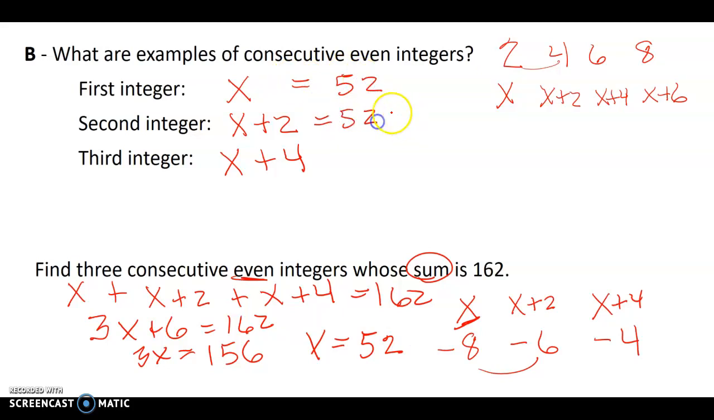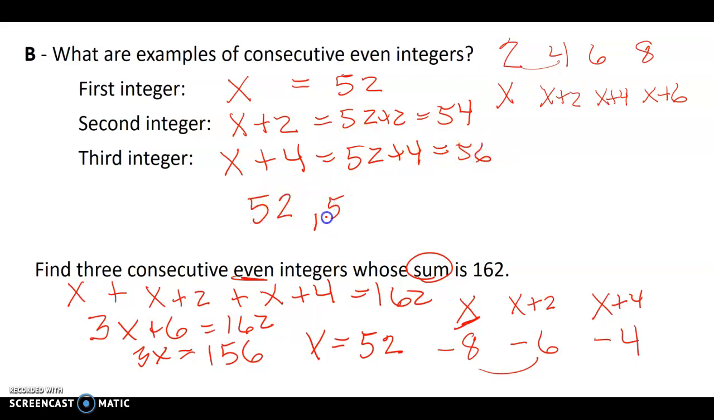52 plus 2 is 54. 52 plus 4 is 56. So my 3 consecutive even numbers are 52, 54, and 56.